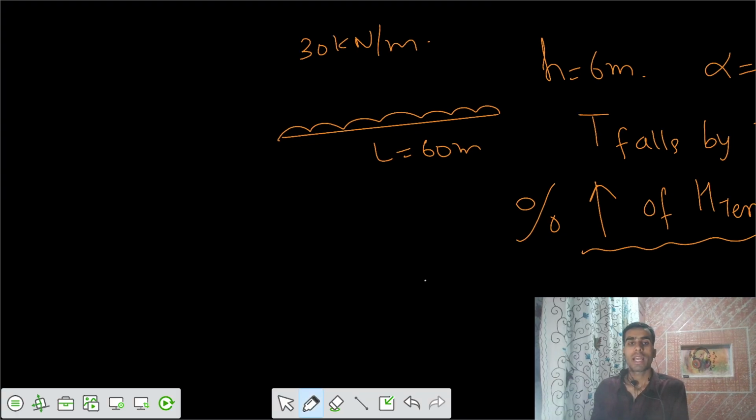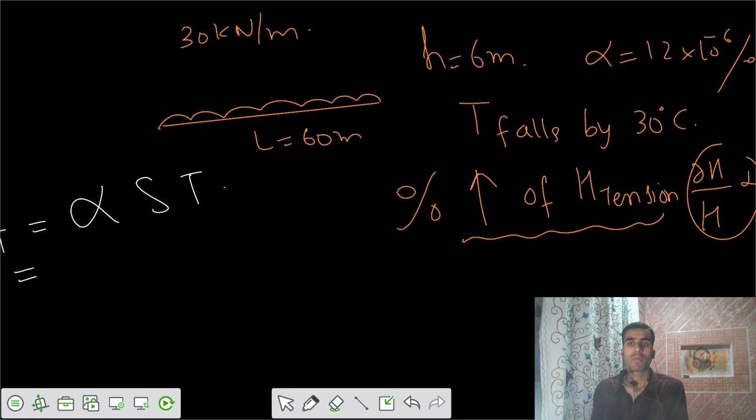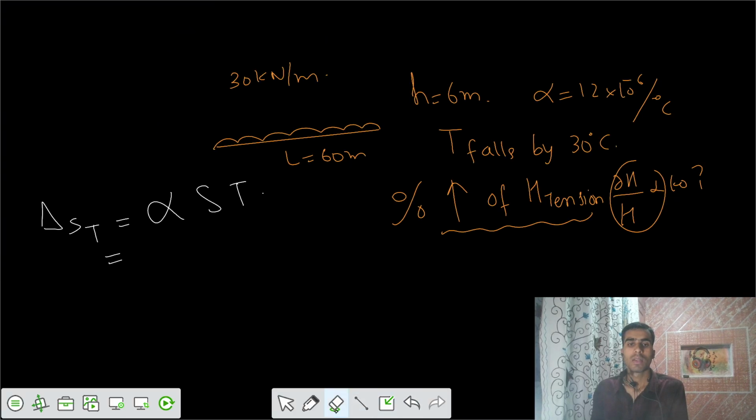I would say calculate the delta S because of T. So that is equal to alpha S T. Let's use the value of alpha, 12 into 10 power minus 6 per degree Celsius. And what is the cable length S? Can you get the value of S?